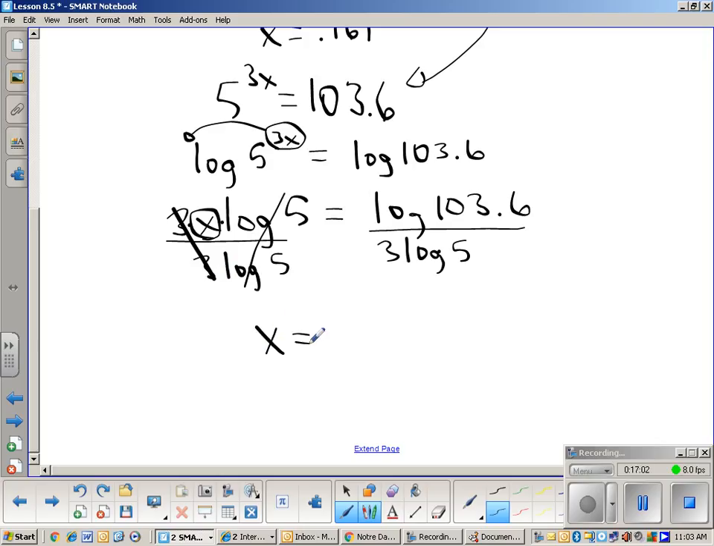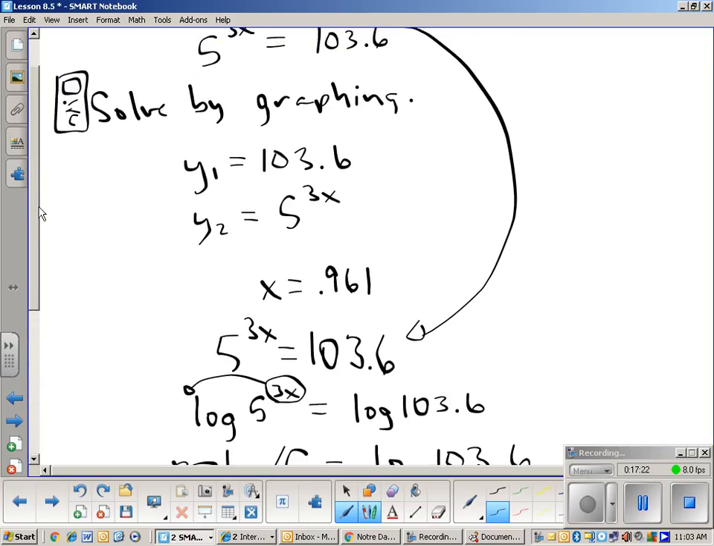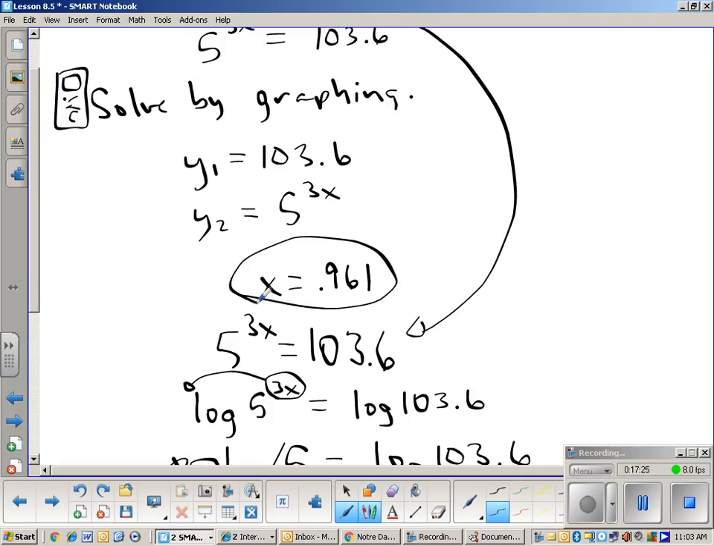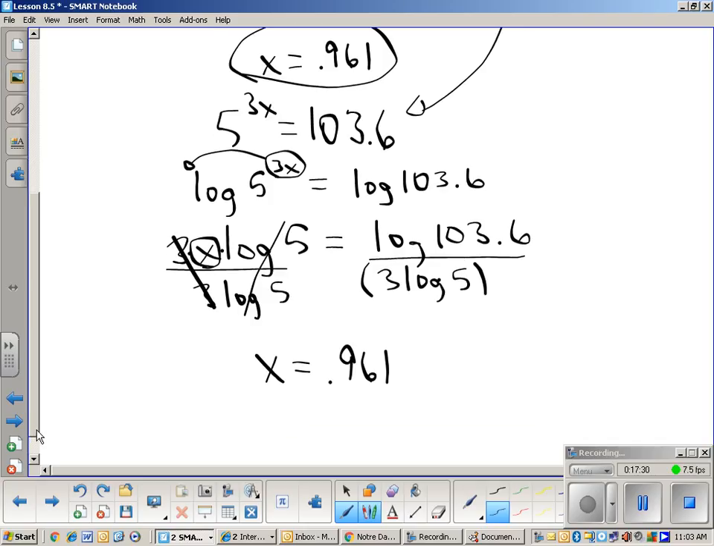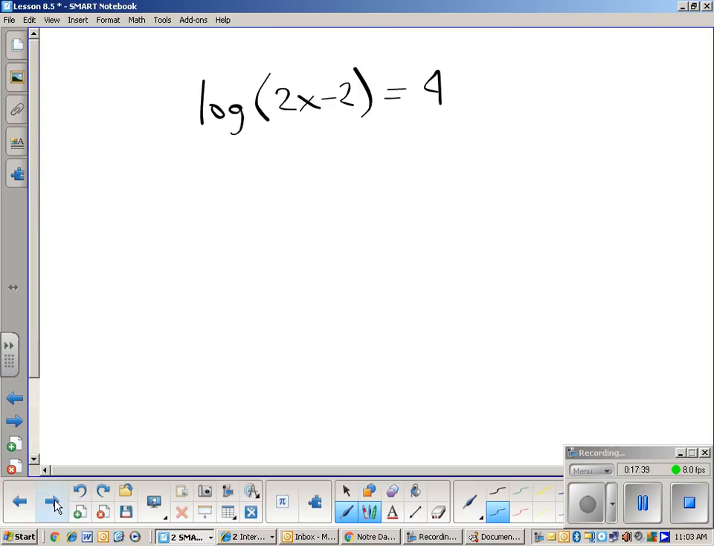And then on my calculator, again, I either have to use a fraction key, or use parentheses to make sure that the 3 and the log 5 end up in the denominator. And so what do we get? 0.961. Same thing we got here, wasn't it? Okay, so I've shown you 3 methods to solve exponential equations. Now we have a logarithmic equation we want to solve.